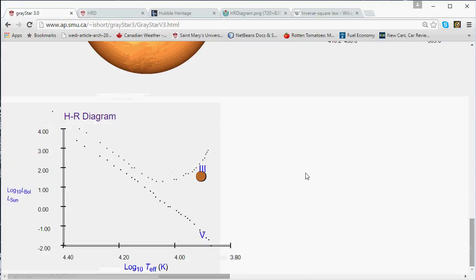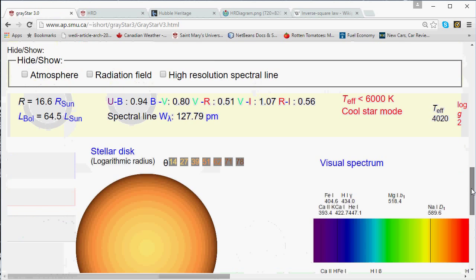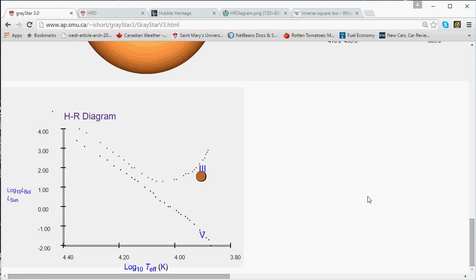So here in the grayStar 3 output, we do have a simple HR diagram. This is the log of the effective temperature increasing to the left along the horizontal axis, and the log of the total bolometric luminosity in solar luminosities increasing upwards along the y-axis. So there's a little HR diagram, a relatively simple one, and in this HR diagram there are lines indicating the tracks where nature makes dwarf stars and giant stars, that is, stars of luminosity classes 5 and 3.